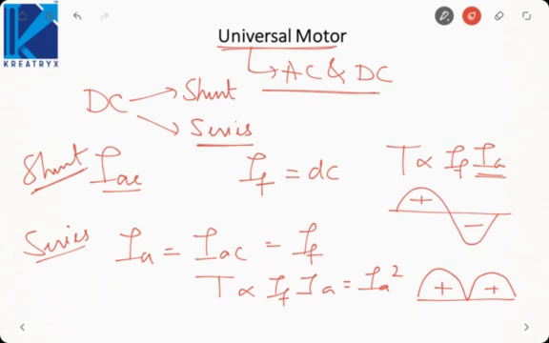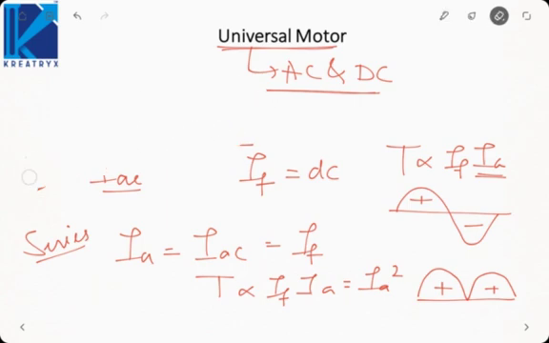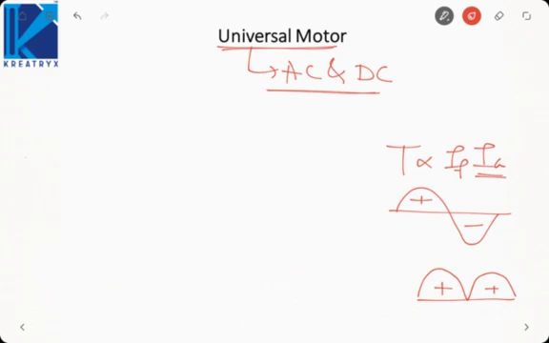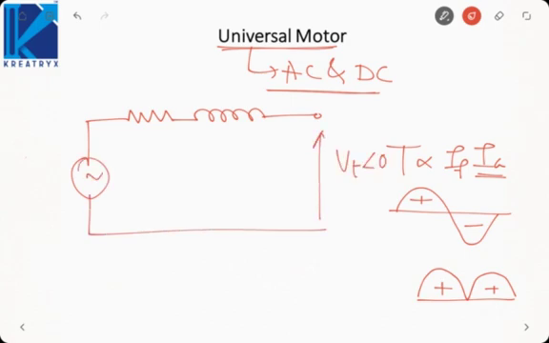But here, since we are running on AC, we need to consider the armature inductance or armature reactance also. So there will be some voltage drop due to reactance, and thus the EMF will be slightly lesser as compared to DC. In case of DC, the voltage drop was only due to RA, but here the voltage drop is due to RA as well as XA. So the model of this machine will be: this is VT at angle 0, armature resistance, armature reactance, and this is the EMF. Now due to RA and XA, the voltage drop will be higher and EMF will be lesser. Okay, so that is how we operate a universal motor.